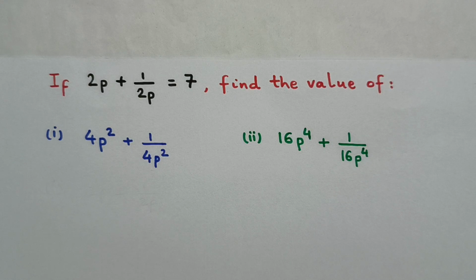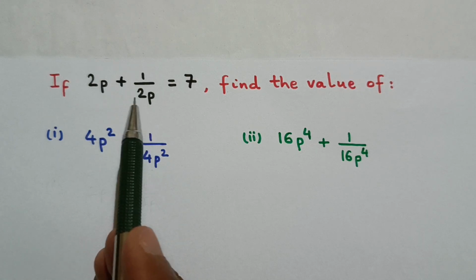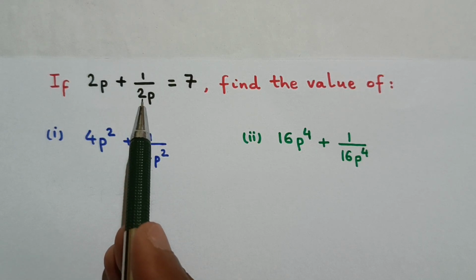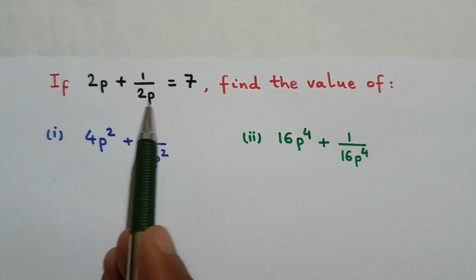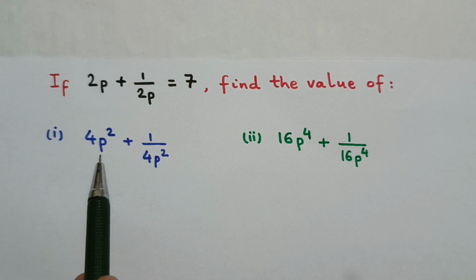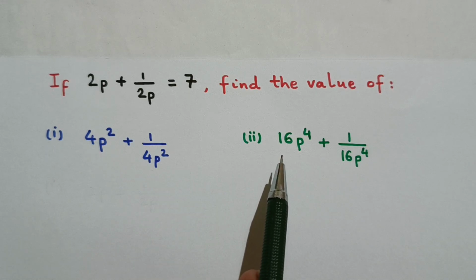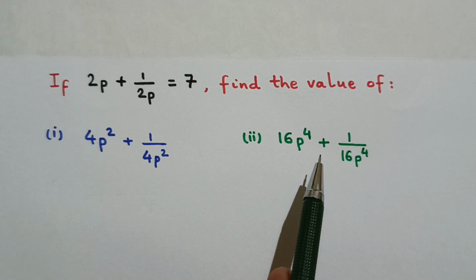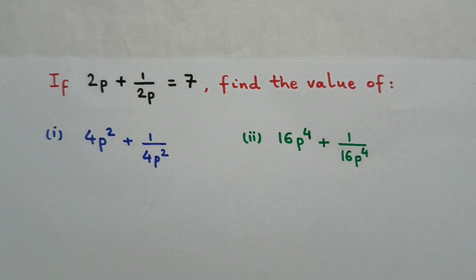So in this question, we have been given the value of 2p plus 1 upon 2p. The value of 2p plus 1 upon 2p is equal to 7. And based on this information, we have to find the value of 4p square plus 1 upon 4p square and 16p to the power 4 plus 1 upon 16p to the power 4. So let us start solving this question.